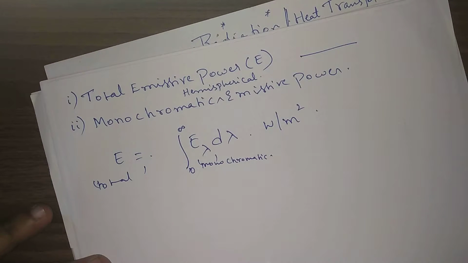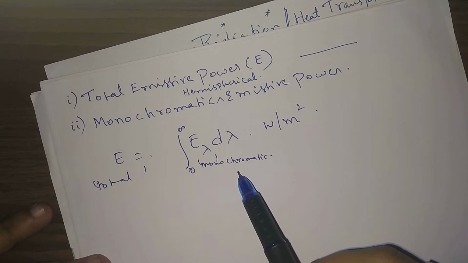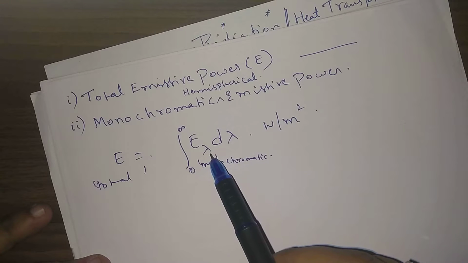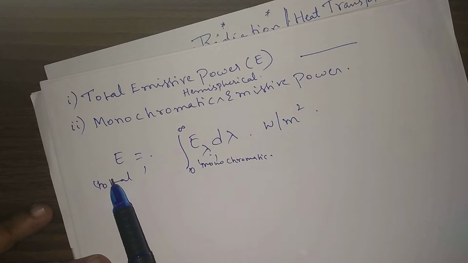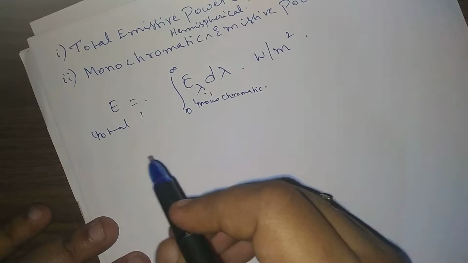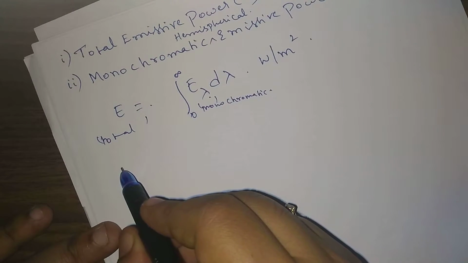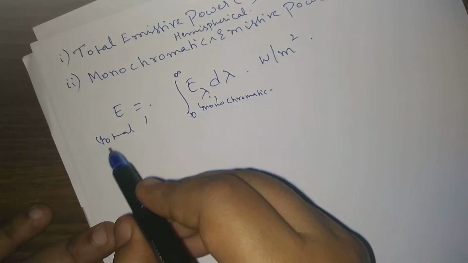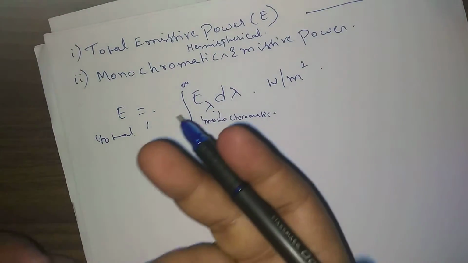Are you able to understand? So what is the difference between total and monochromatic? Monochromatic is for a given wavelength, total is over all wavelengths. So what does that mean? So where does the word spherical go? The spherical is understood.